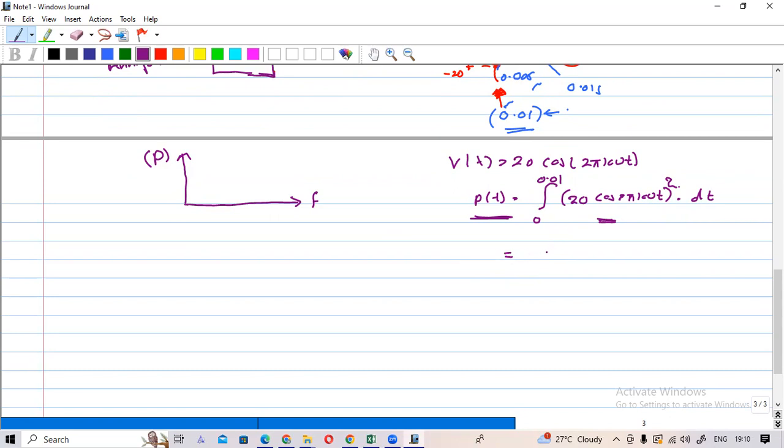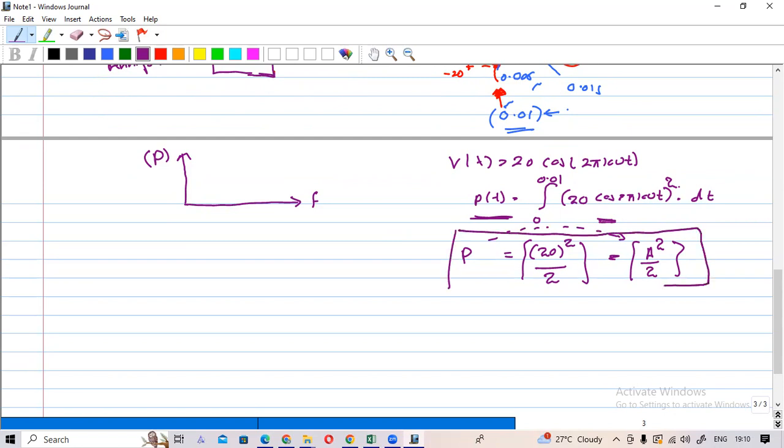Once you evaluate this as the power, you will get the square of the amplitude divided by 2. Actually, this is the power of a sinusoidal signal. That is, if you square the amplitude and divide it by 2, you can get the power. Okay. So you can remember this one. This is how we can find the power of a sinusoidal signal.